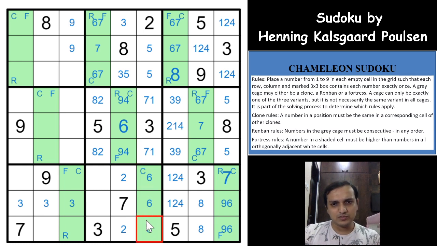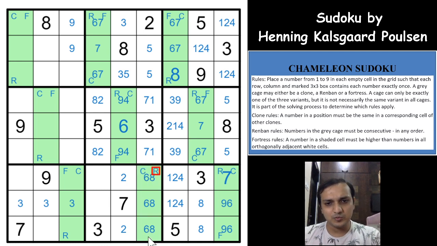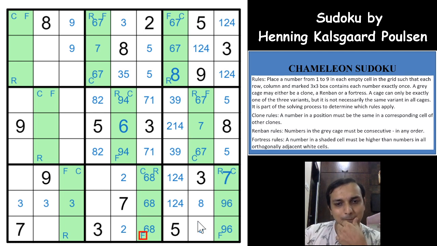Okay, 6 has to be in one of these 3 cells, and 8 also has to be in one of these 3 cells. Because of these 2 digits being for sure in these 3 cells, we can eliminate that this is a Renban, because a Renban has to have 3 consecutive digits, and between 6 and 8 there has to be a 7 inside these 3 shaded cells, which is not possible, right? So it cannot be a Renban, which means it has to be a fortress, right? Okay, so this has to be a fortress.